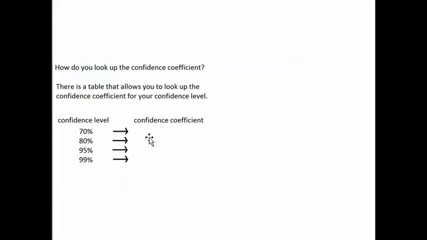So the confidence coefficient that you pick from the table actually determines which margin of error you will calculate. If you pick the confidence coefficient for the 95% confidence level and plug that into the formula, you'll get the 95% margin of error. If you take the confidence coefficient for 99% and plug that into the formula, you'll get the 99% margin of error. Like I said, the confidence coefficient that you pick from the table determines which margin of error you will calculate.